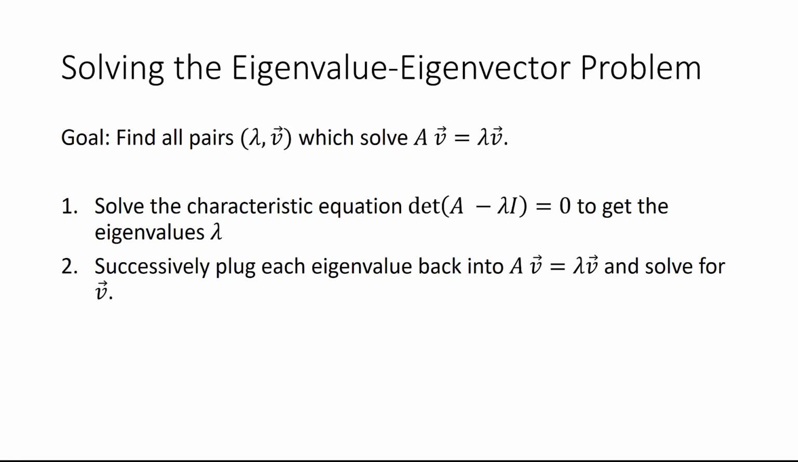In class today, we developed a method for solving the ubiquitous eigenvalue-eigenvector problem. The goal of this procedure is to find all pairs lambda, v, where lambda is a scalar and v is a vector, which solve the equation Av equals lambda v.